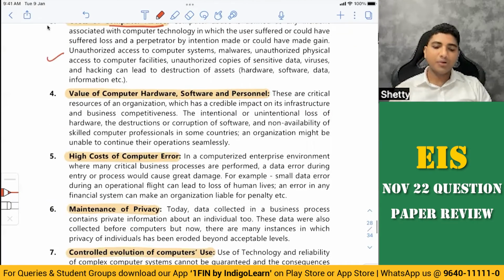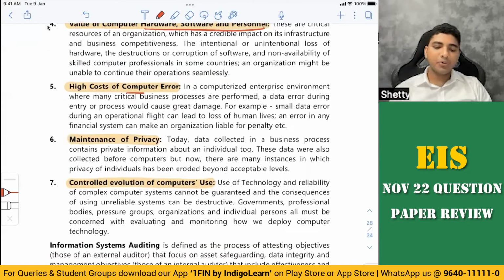Next is value of computer hardware, software, and personnel. Now, what if your employee takes one computer and goes home and you don't realize it? Or what if your employees are buying software for their personal purpose but charging the bill to the company? You will never know it. Or what if your personnel are not even working in your organization? So in order to check all these things, you have to have controls, and you also need to audit those controls.